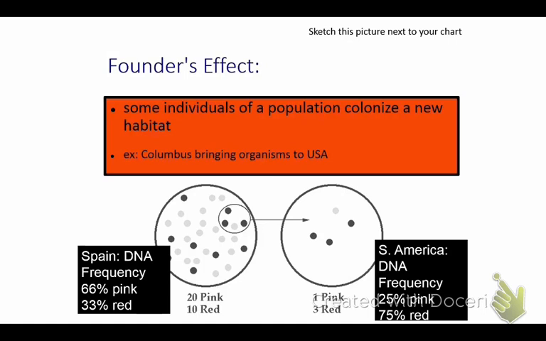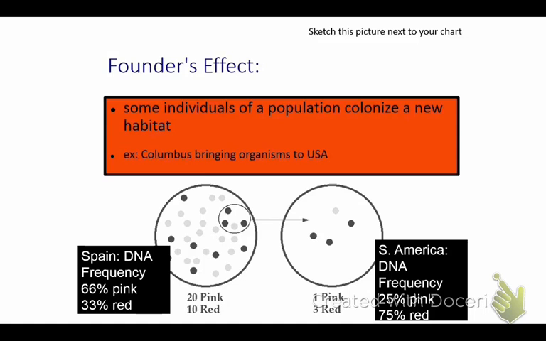So some individuals of a population, like Emma and Mitchell, leave for a new island. For example, Columbus bringing organisms to the USA, right? There were obviously not tons of white people running around America until Columbus was like, hey, you know what would be a great idea? If we're just mean to all these Native Americans, right? Which he thought were Indians because he was that turned around.